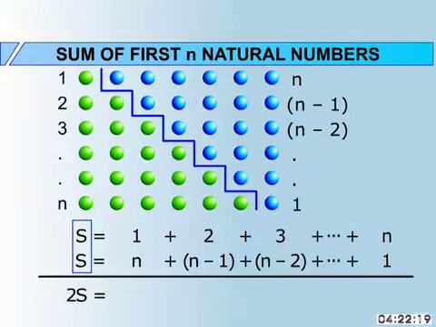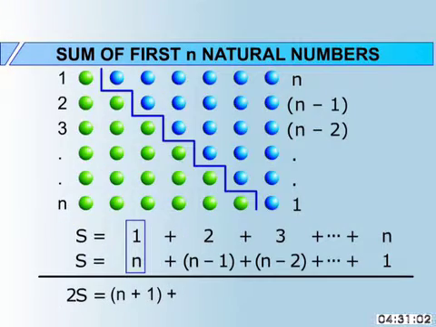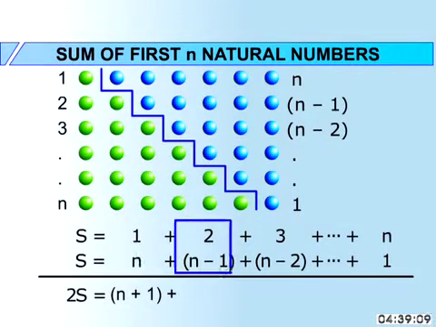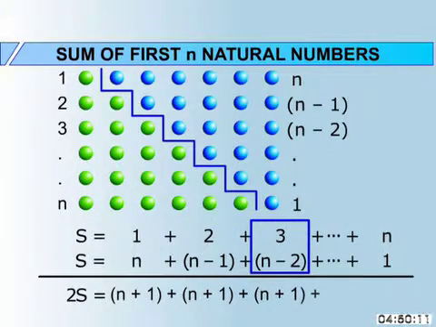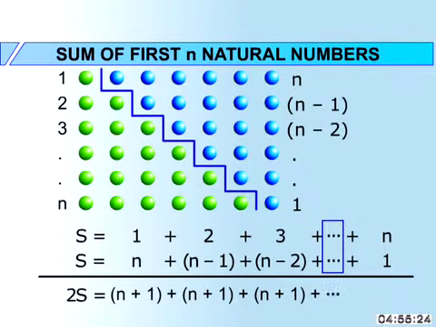Now, on adding these two equations, left hand side will be equal to 2 into s. Adding the corresponding terms on the right hand side, adding n and 1, we get n plus 1. In the similar way, on adding next two terms, 2 and n minus 1, we get n plus 1. On adding next terms, 3 and n minus 2, we get n plus 1. Proceeding in the similar manner, on adding next terms, we will get n plus 1.